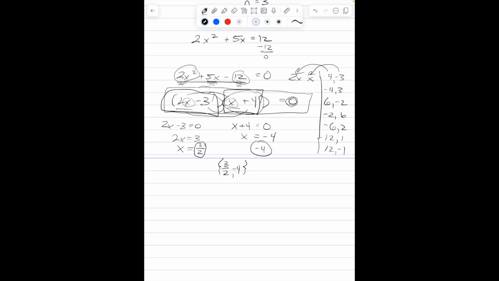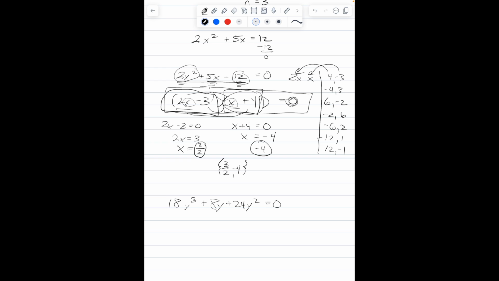All right, one more example. One more glorious example. 18y cubed plus 8y plus 24y squared equals 0.